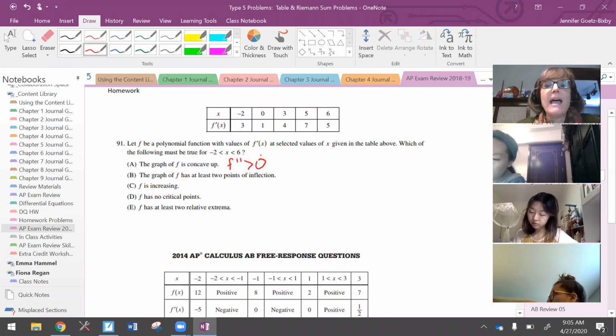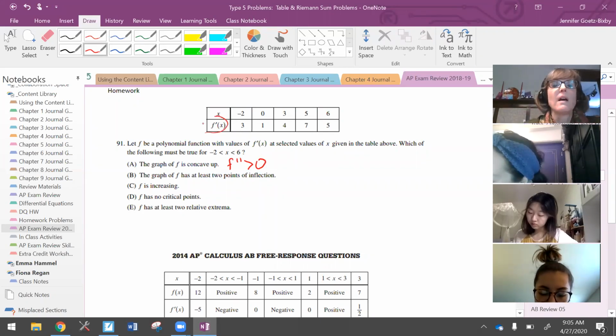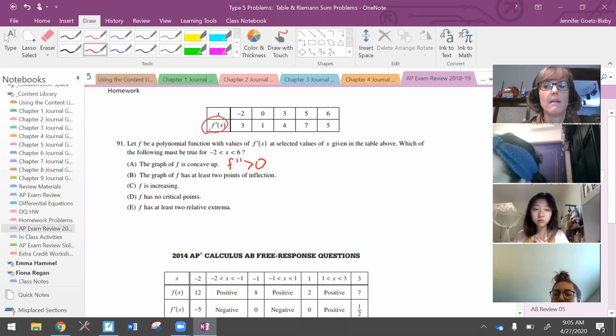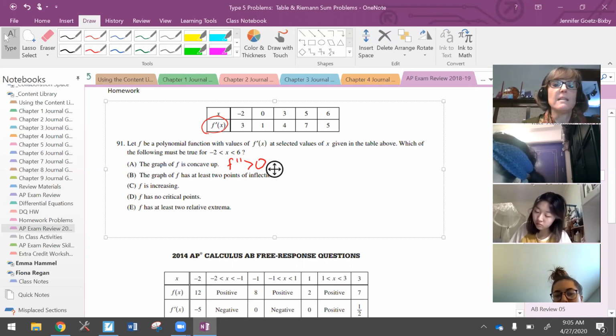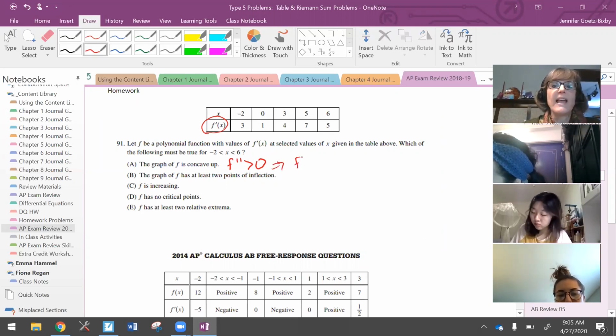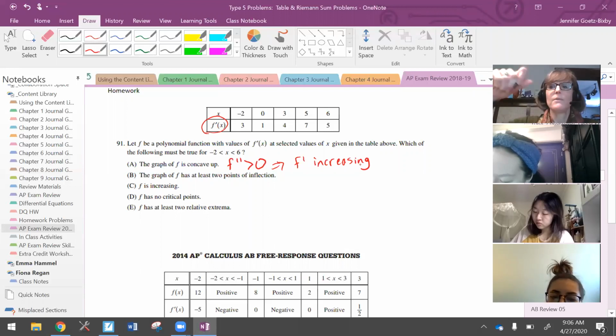Okay. And that means, because remember, f double prime is the slope of f prime. So if the slope has to be positive, this means that f prime is increasing. So is f prime increasing? No, it goes from 3 to 1 to 4 to 7 to 5. That's not increasing. It's all over the place. So it can't be that.